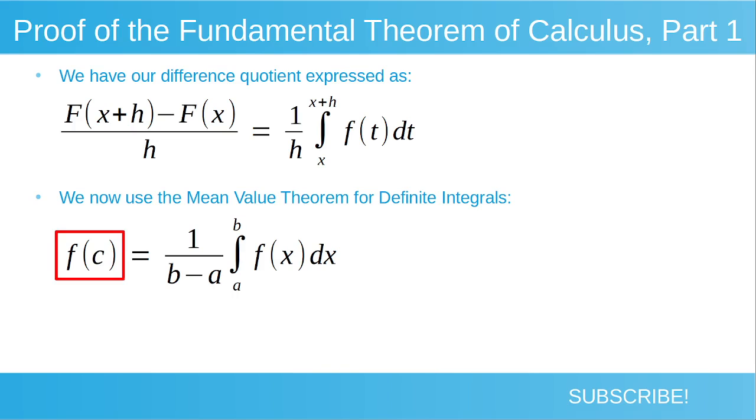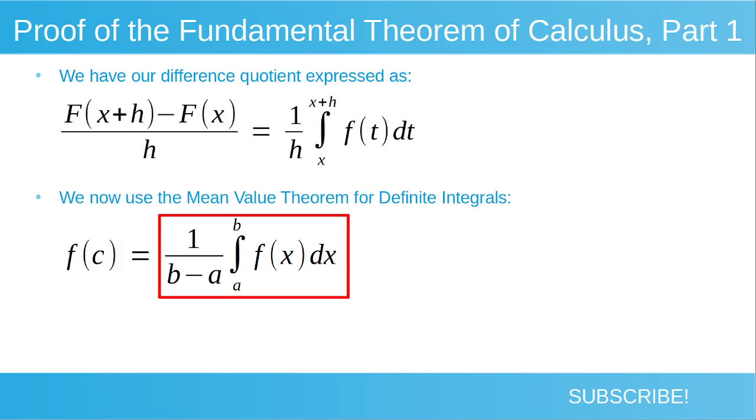This term highlighted here in the red rectangle, f of c, is the value of our function f at some point in that closed interval from a to b. And the value of the terms inside this red rectangle is the average, the mean value of the function f over a closed interval from a to b.